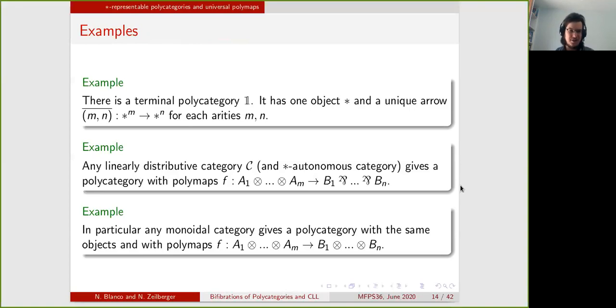Then, given a linearly distributive category, as introduced by Cockett and Seely, or if you prefer a star-autonomous category, which is a special case of linearly distributive category, you can define a polycategory where the polymap goes from the tensor product of the inputs into the par of the outputs. And in particular, any monoidal category can be considered as a linearly distributive category, where tensor product and par are taken to coincide. And for star-autonomous categories, it will give the notion of compact closed category. And in this case, of course, we get a polycategory where the polymaps are given by the maps that go from the tensor product of the inputs into the tensor product of the outputs.